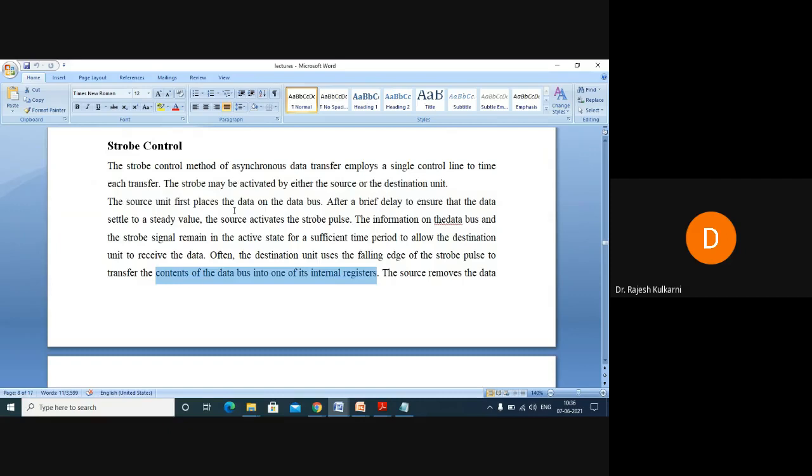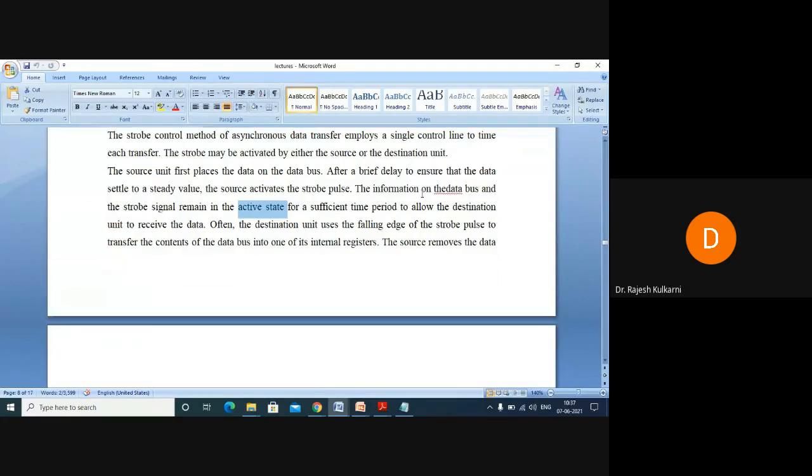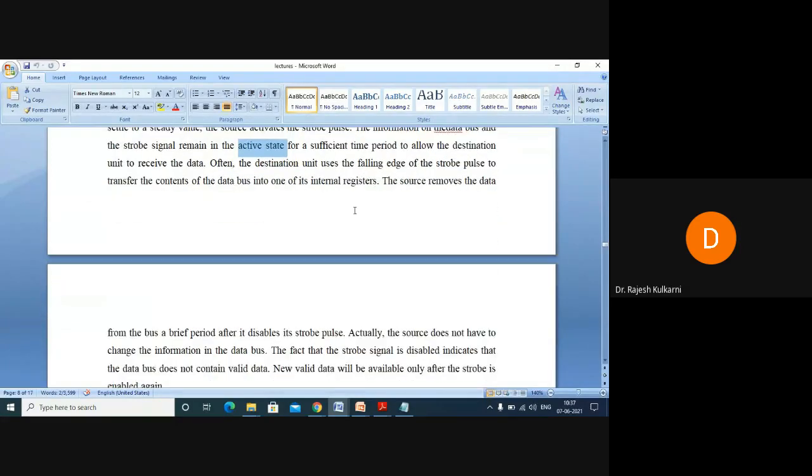So see here what is happening. First, the source unit puts data on the data bus. Second, the source unit applies a delay. What is the purpose of the delay? Data settling. After that, third, the source sends a strobe pulse. Now both the strobe and the data are in the active state so that the receiver can receive the data. Who is the receiver? We call it the destination unit. The destination unit uses the falling edge of the strobe pulse to transfer the contents of the data bus into one of its internal registers.